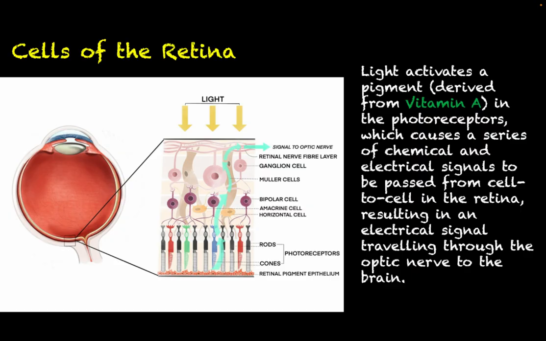The basics of how this works is that light will activate a pigment that is inside these little hairbrush portions of the photoreceptors that you see here. See those? That pigment is a complex of protein and a vitamin A derivative. This is going to lead to a series of chemical and electrical reactions that will then be passed from cell to cell in the retina, which results in an electrical signal traveling through the optic nerve into the brain.